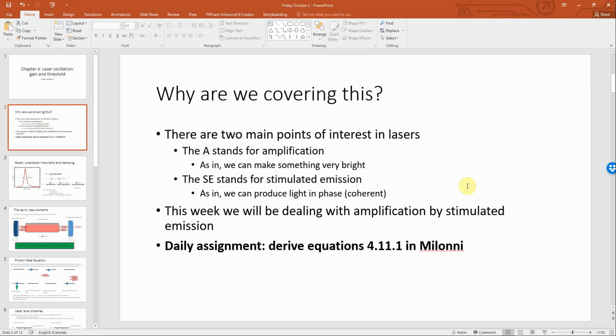So what are we covering in Chapter 4? The main points are that we want to understand amplification and stimulated emission, and it turns out that these things are intricately related. We want to make bright lasers, so we require amplification. We want this process to be coherent, and that requires stimulated emission. The daily assignment will be deriving equation 4.11.1 in Maloney for Monday, October 5th.